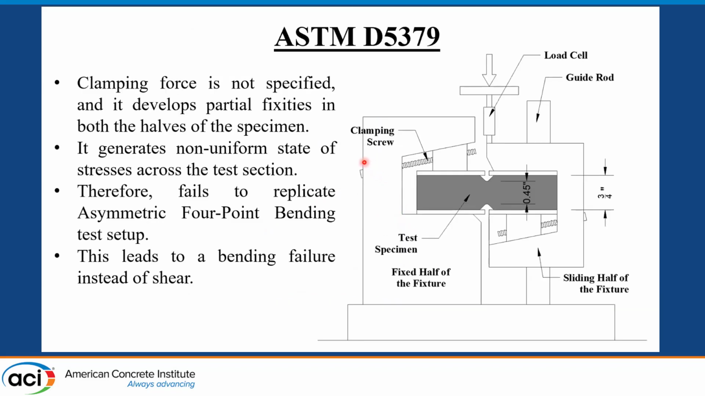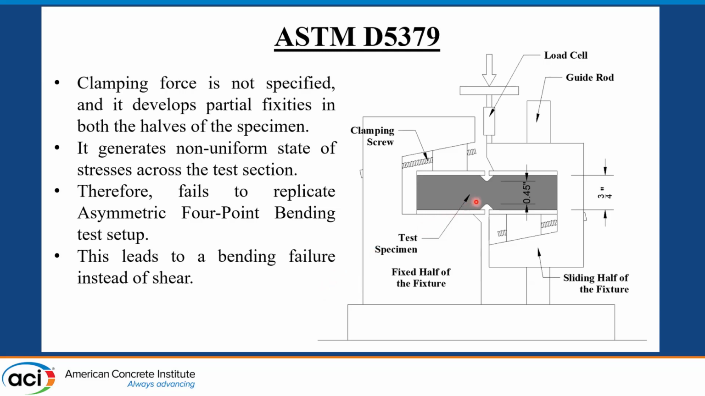So ASTM D5379, this is what it's called, is the Iosipescu test, the first test configuration of all the test pictures I showed. This is so far considered the standard shear testing method for composite materials. And that's the closest we can get to a standard shear test for cement-based materials to date. So there is no dedicated test method for concrete per se.